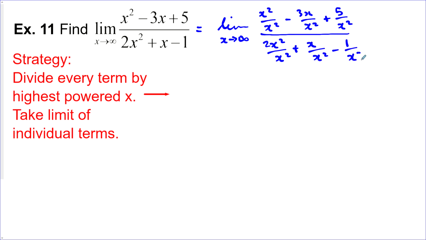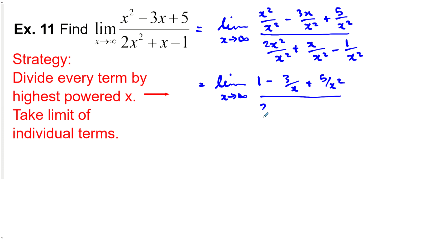Now let's simplify each one of these terms. So the limit as x approaches infinity. This one will simplify to 1 minus 3 over x plus 5 over x squared, over 2 plus 1 over x plus 1 over x squared. Now we'll bring the limit in. So we're going to take the limit of each individual term, see where they're going, and then add the results together and divide this stuff here.